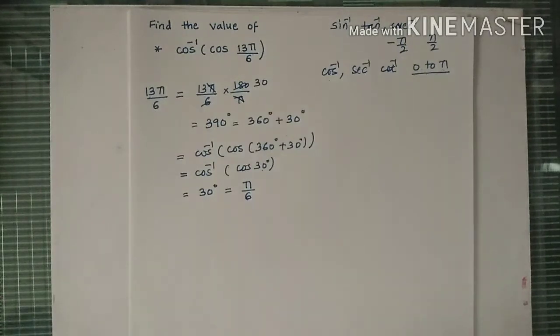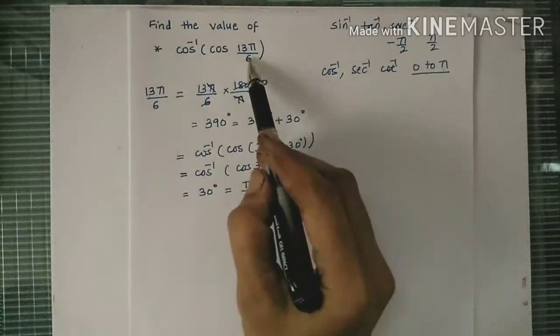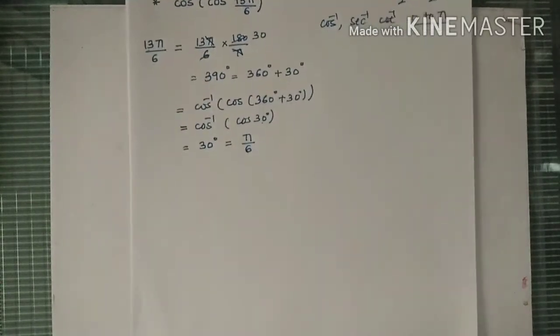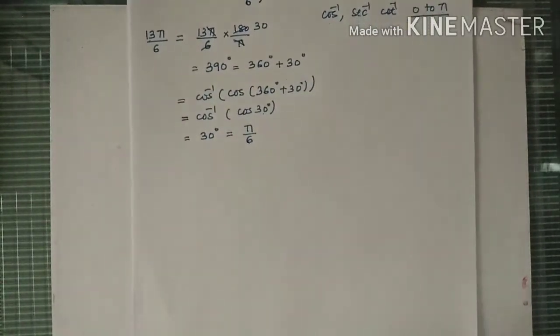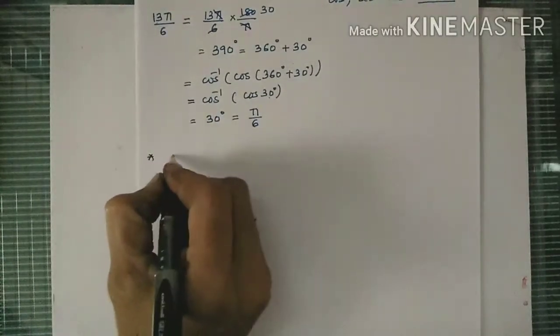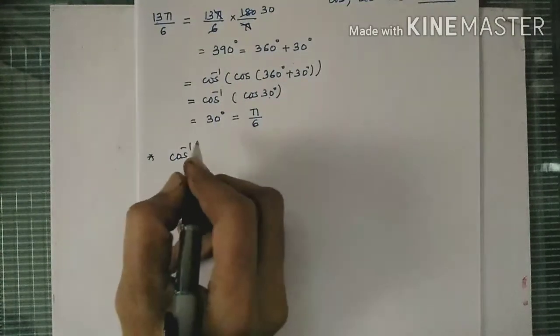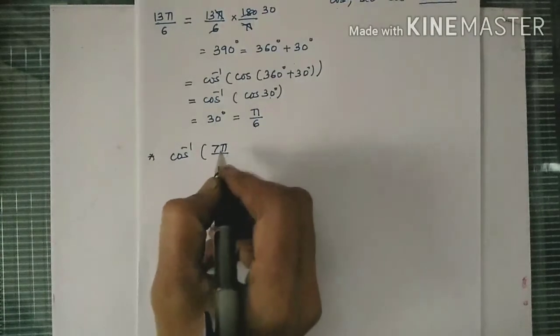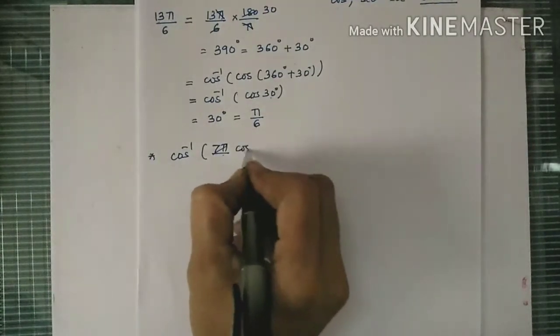Remember, cos inverse and cos cancel each other, but this angle should lie between 0 and 180. If it does not lie between 0 and 180, then we have to use this trick and find the angle which lies between 0 and 180. Let's solve one more question of cos inverse only. Find the value of cos inverse of cos of 7 pi by 6.